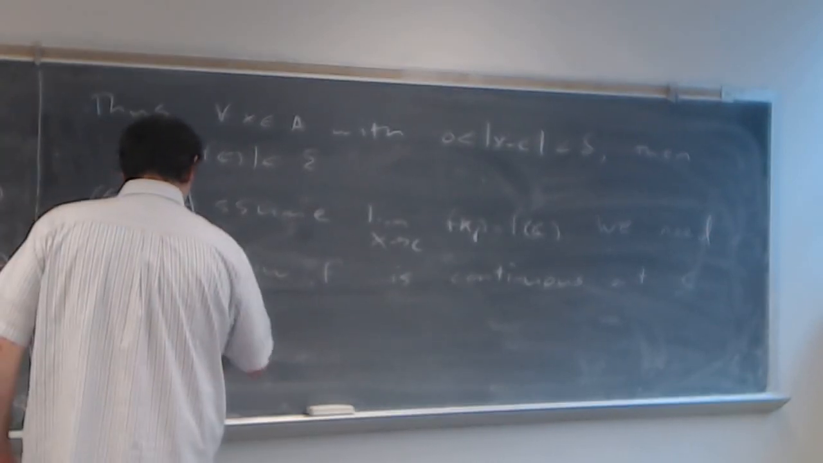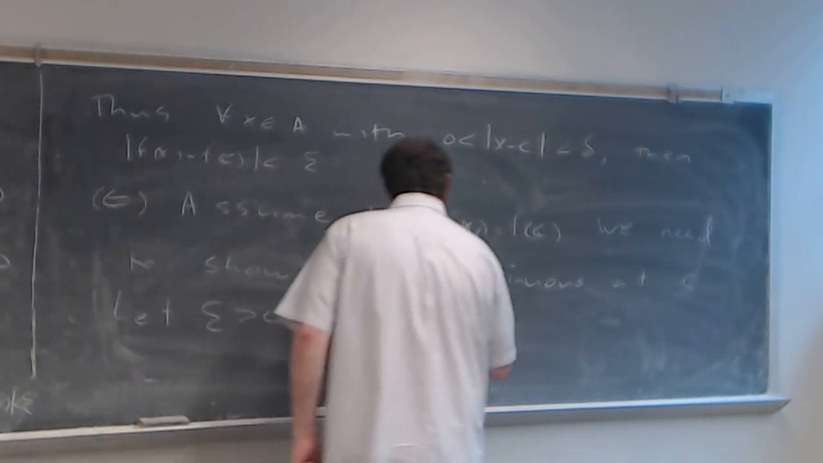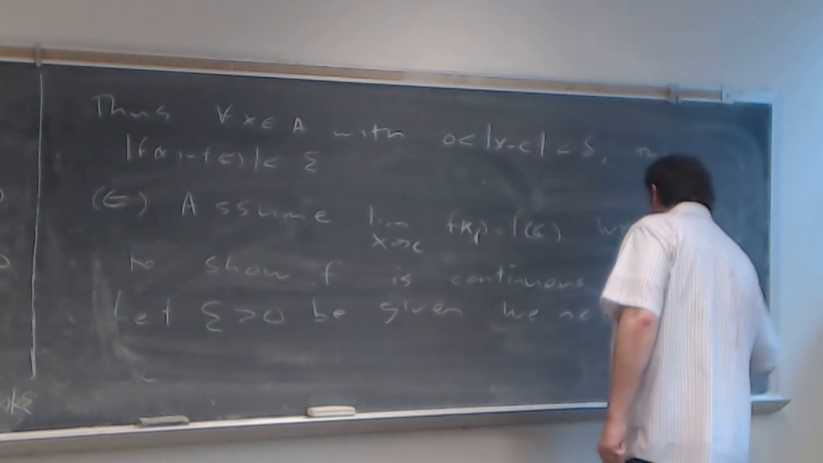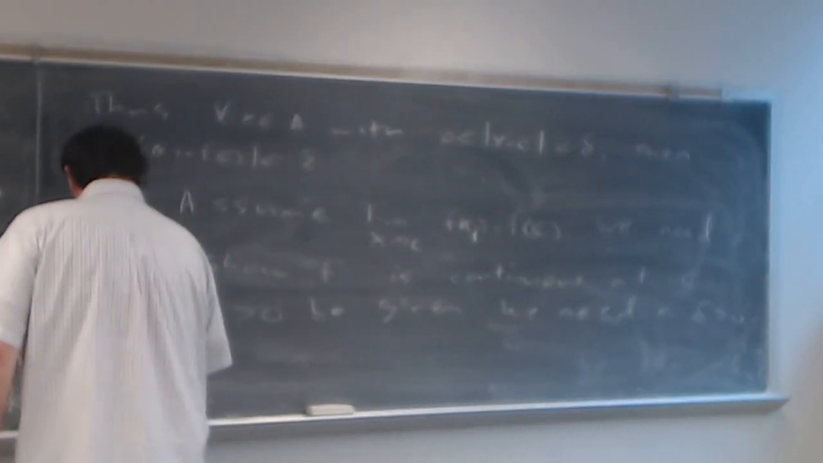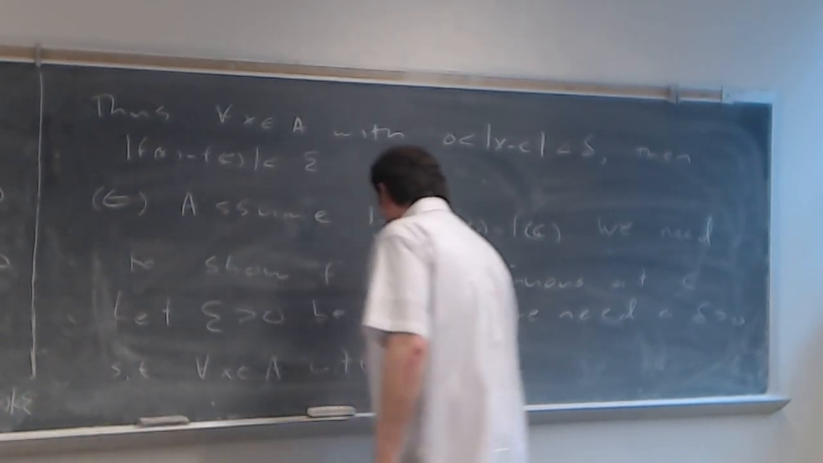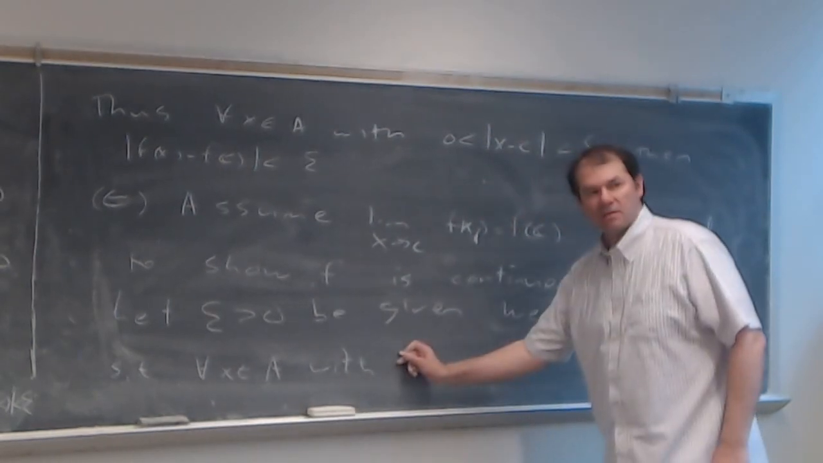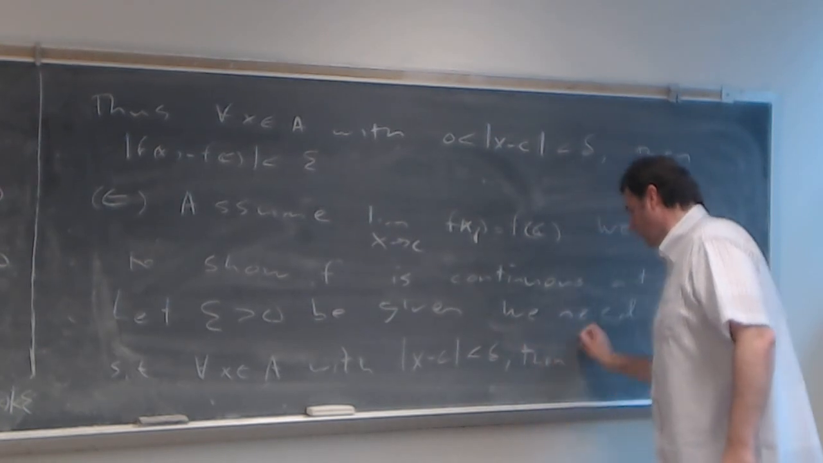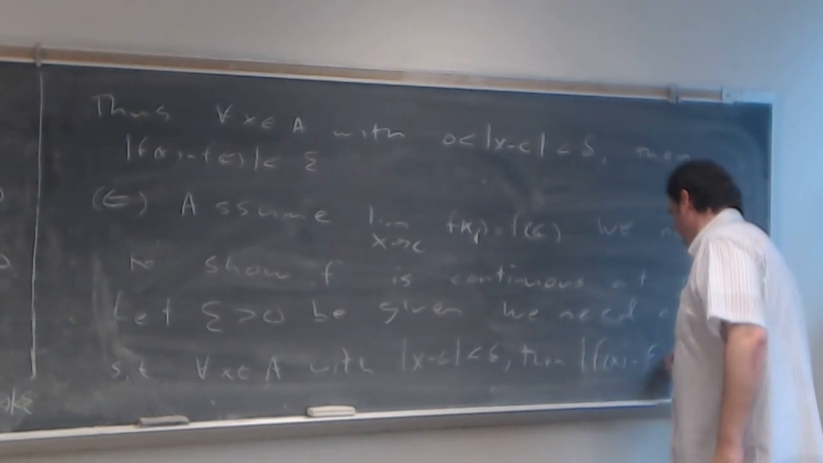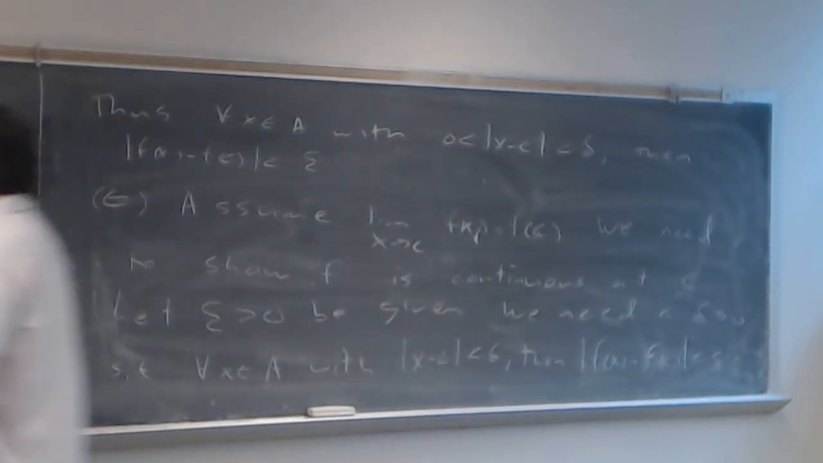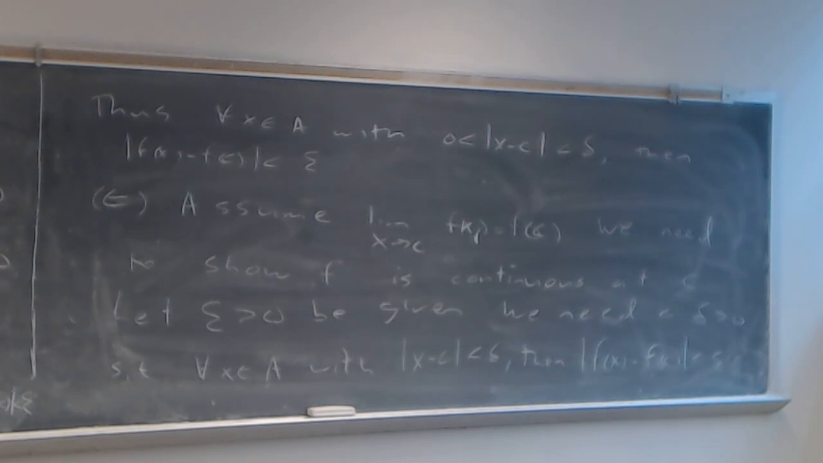That's the way they start. What do we need? We need a delta greater than 0, such that for all x in A, with, well, now I'm talking about continuity, so what's the next thing I write? The absolute value of x minus c less than delta. Then that forces the absolute value of f(x) minus f(c) to be less than epsilon. That's what I want to have happen. Well, what do I have? Got the limit. That's right.